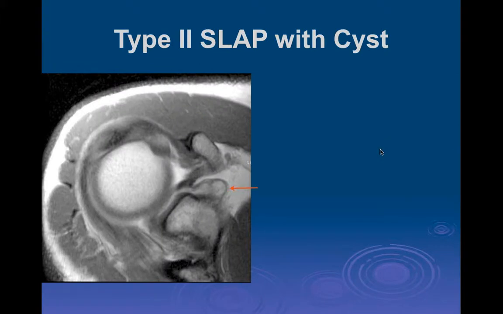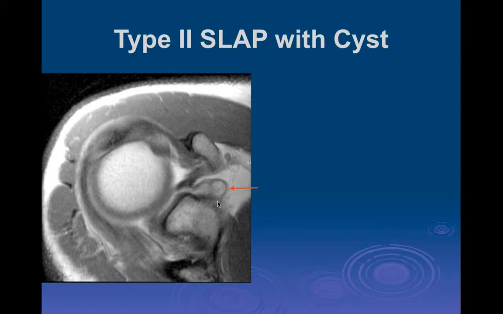Yeah, and here's another one. Remember, you can have a recess up here that can look just like this. But with the recess, you should not have a paralabral cyst associated with it. So here we can see a nice paralabral cyst. This one is going into the rotator cuff interval, and you can see the actual contrast extending into the cyst.